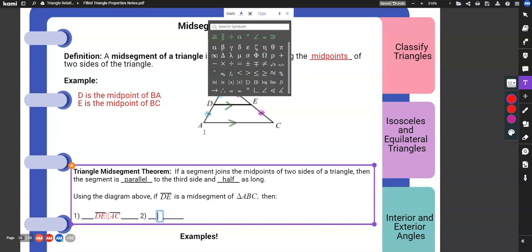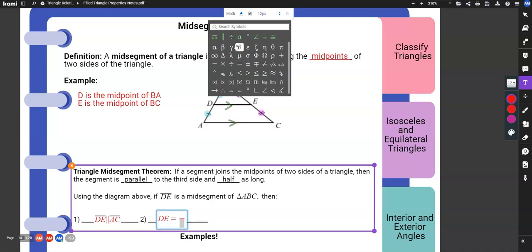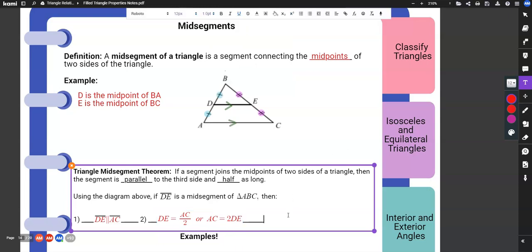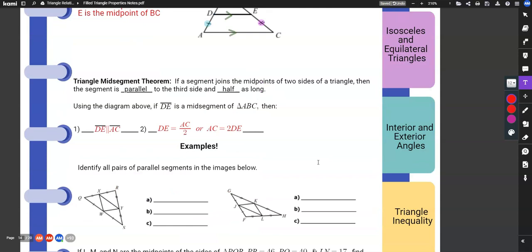One thing we can do is say that segment DE is equal to segment AC divided by 2 because it is half the length of the parallel segment. Or we could say that AC is equal to 2 times the length of DE. Either will work depending on what you're needing to do. So let's look here at a few examples.